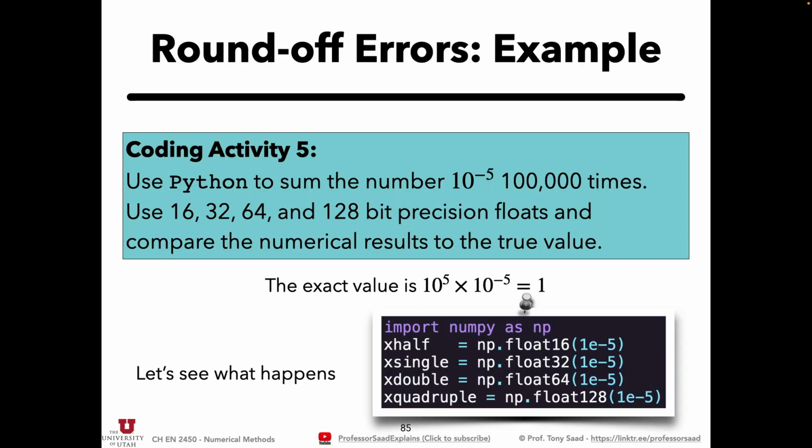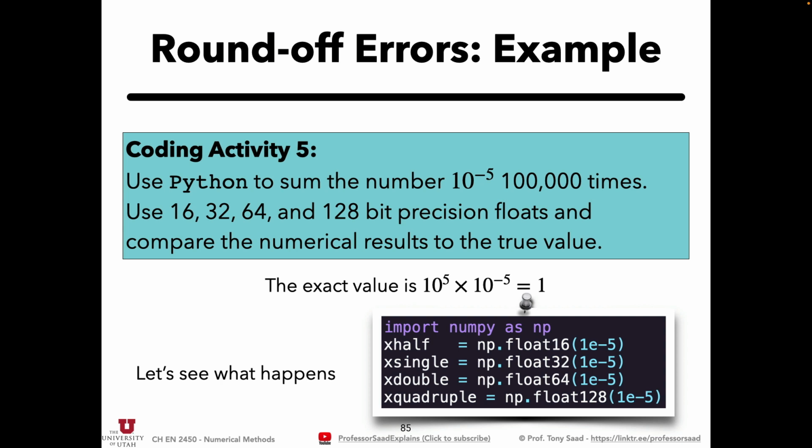I'm not going to do this coding activity, but I'll give you the description of what it is. The idea is to use Python to sum the number 10 to the minus 5, 100,000 times. Now, analytically, in your mind, 10 to the minus 5, if you add it 100,000 times, will be equal exactly to 1.0. That's exact mathematics. However, you'll be surprised, like we did the problem early on, x plus x minus x minus x minus 1. That's not going to be the case.